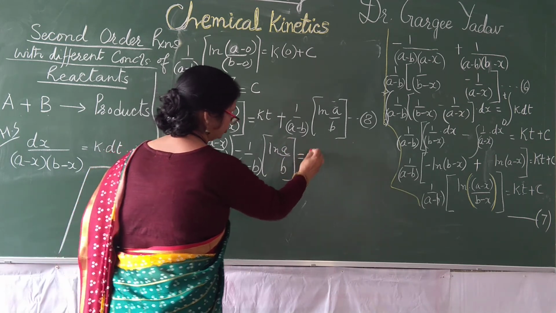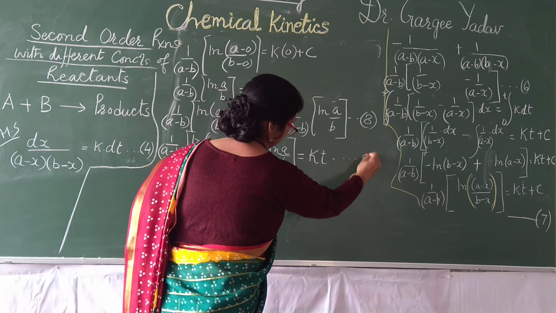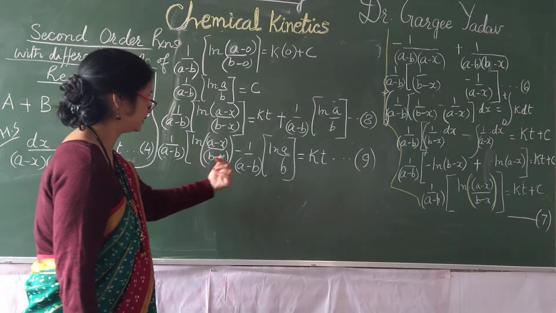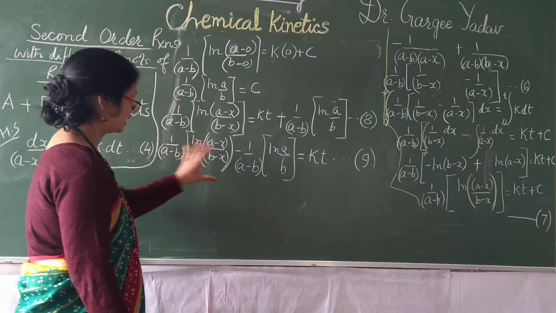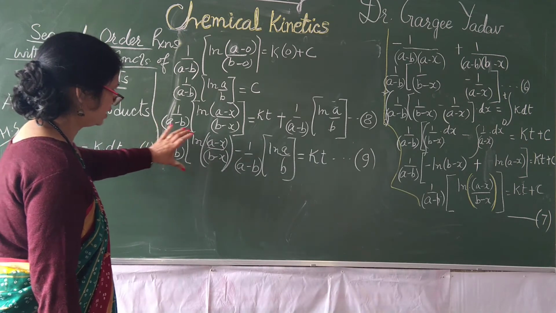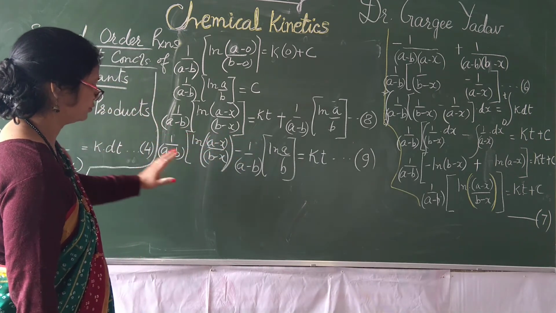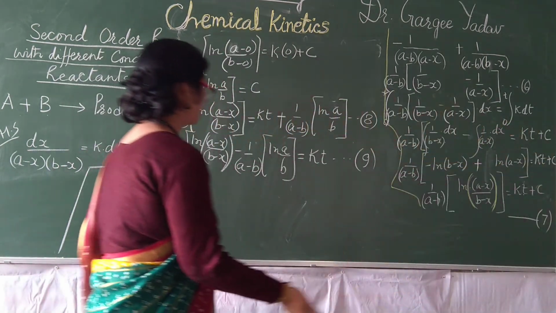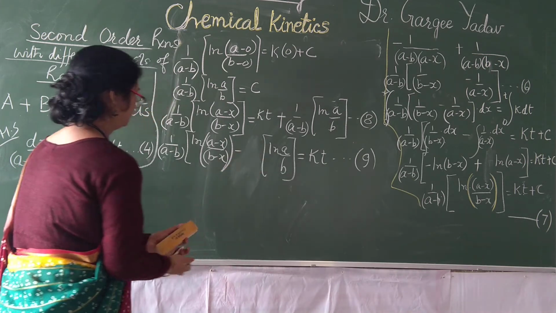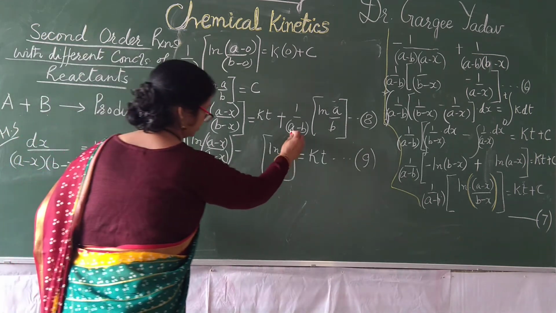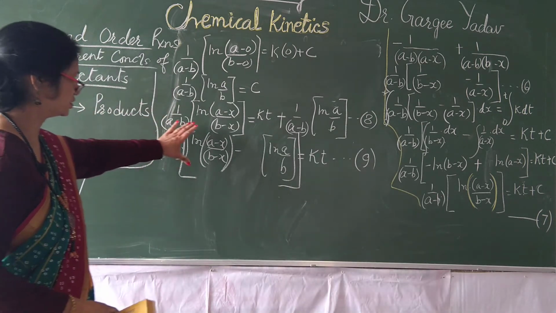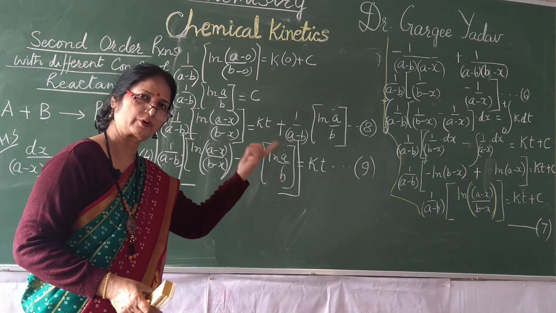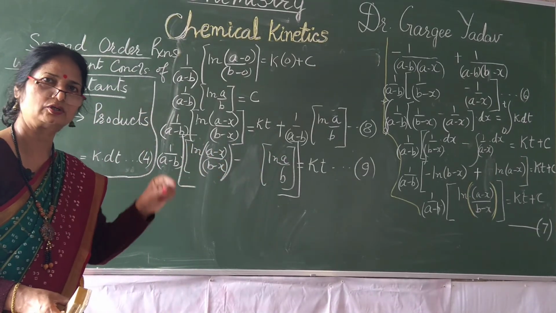Now I have earlier told you the property regarding log of m minus log of n will be equal to log of m upon n. We will again apply this property over here. Since 1 upon a minus b is common, we will bring it outside the bracket and place the rest in a big bracket over here. Now we have log of (a minus x) upon (b minus x) minus log of a upon b. We will apply the property of log of m minus log of n is equal to log of m upon n.